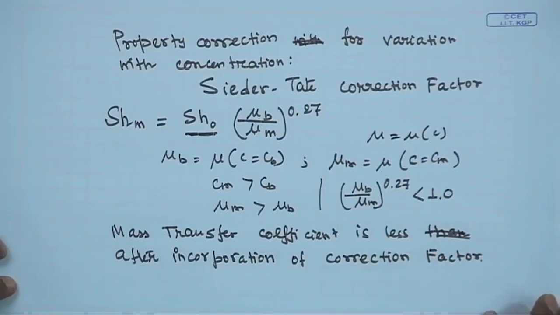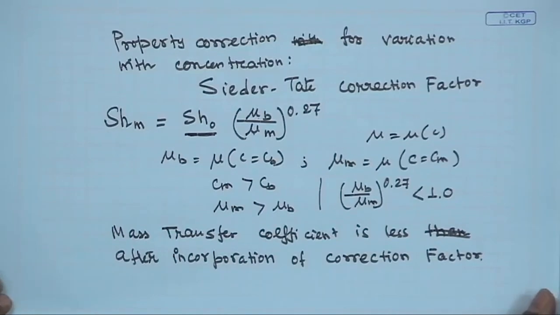Okay. So, next, that is how the system performance can be predicted by taking care of property variation within the mass transfer boundary layer. Now, I would like to say one more thing.